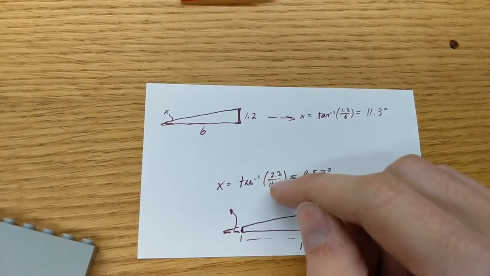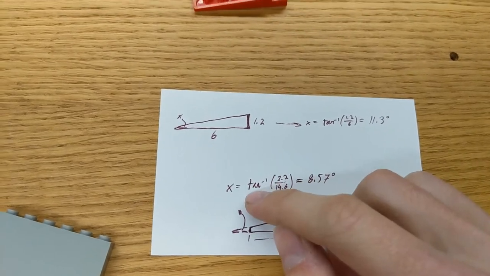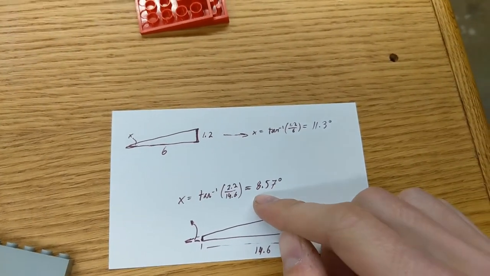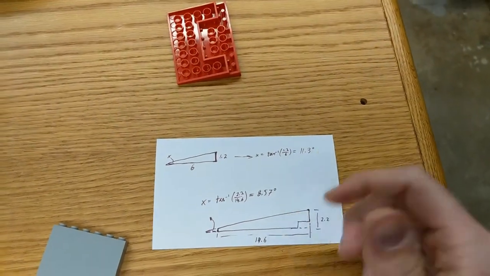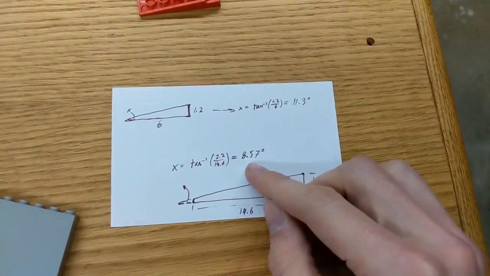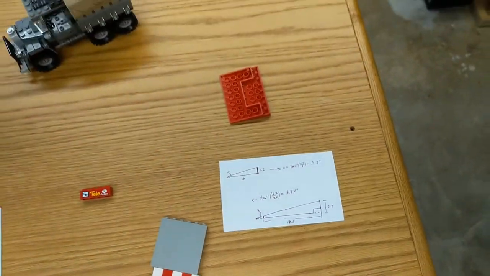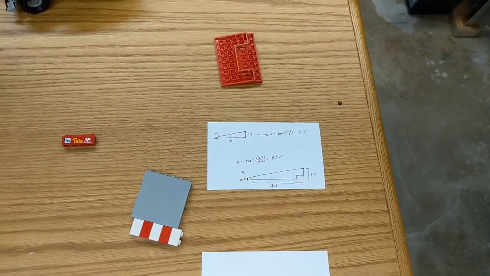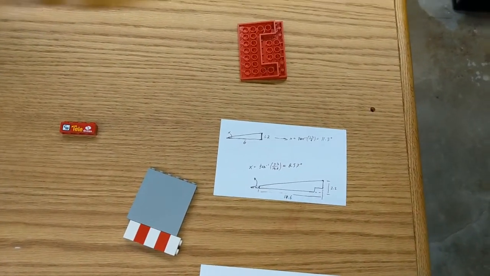So we plug those in, 2.2 over 14.6, inverse tangent. That is actually 8.57 degrees, which is much closer to 8 degrees than 10. Well, it's kind of closer to 9 degrees, but. So Jaden Foster is a little more correct than the databases.